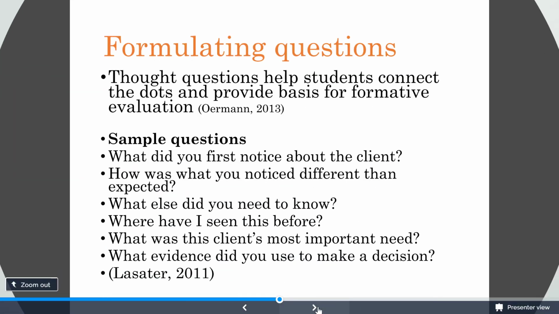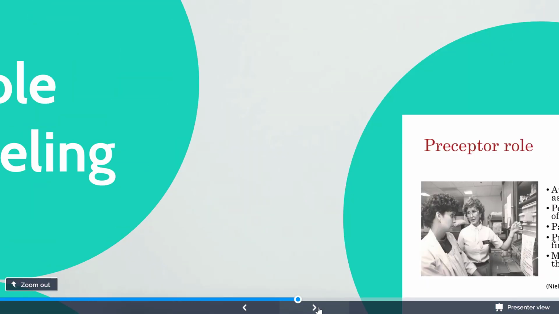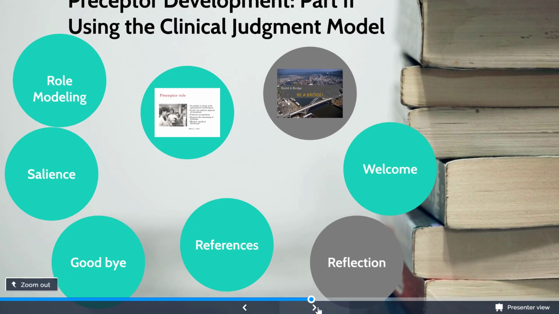So one of the ways in which you can do that is to formulate those higher level questions. It's hard to do, but ask questions like, what did you first notice about the patient or the client? Use those preceptor cheat sheets that we gave you in Module 1. How was it that you noticed that this is different than what was expected? Salience. What else did you need to know? Where have you seen it before? Pattern recognition. What was the client's most important need? And what evidence did you need to make that decision? This is all from Kathy Lasater's work with the Tanner model.